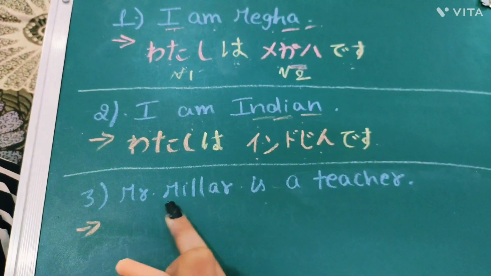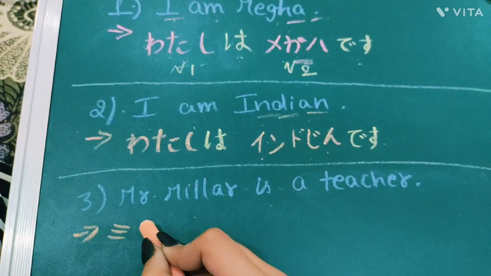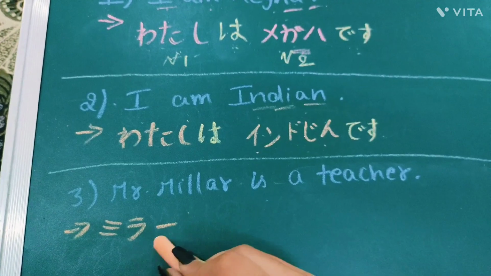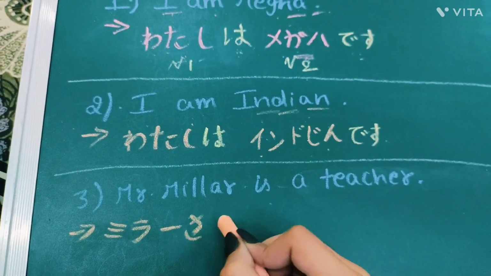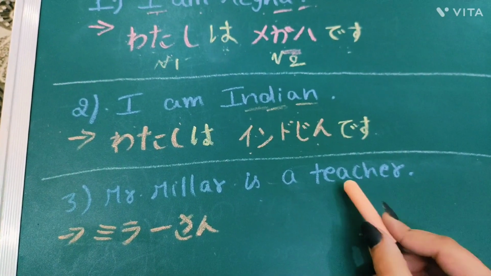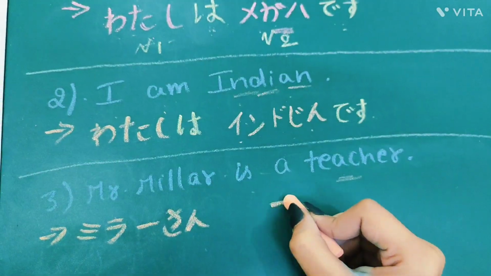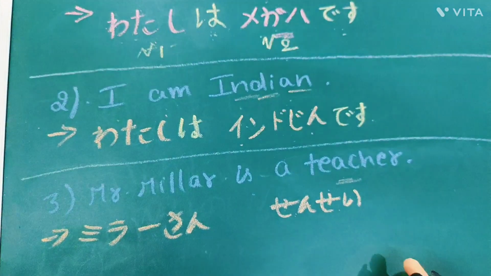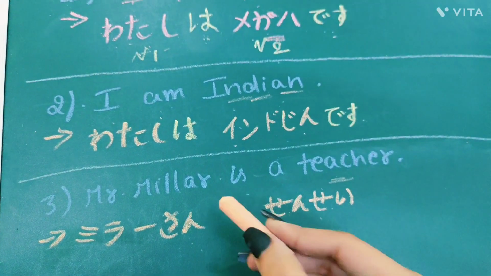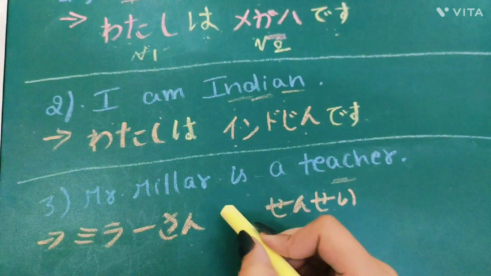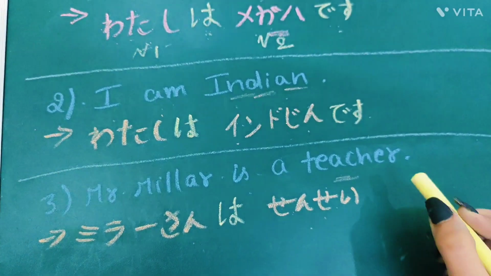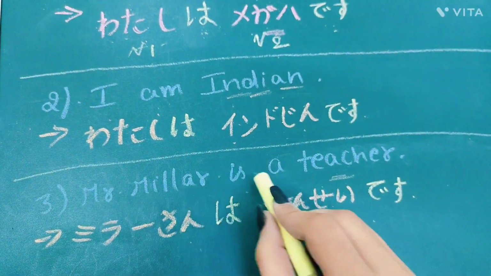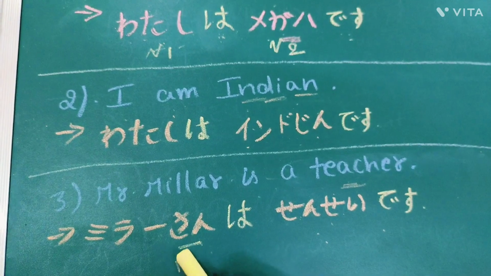Our next sentence is Mr. Miller is a teacher. Mira, it's a long sound. Mira-san. Teacher is sensei. Mira-san, sensei. Let's complete the sentence now. Mira-san wa sensei desu. Mr. Miller is a teacher. San is Mr.